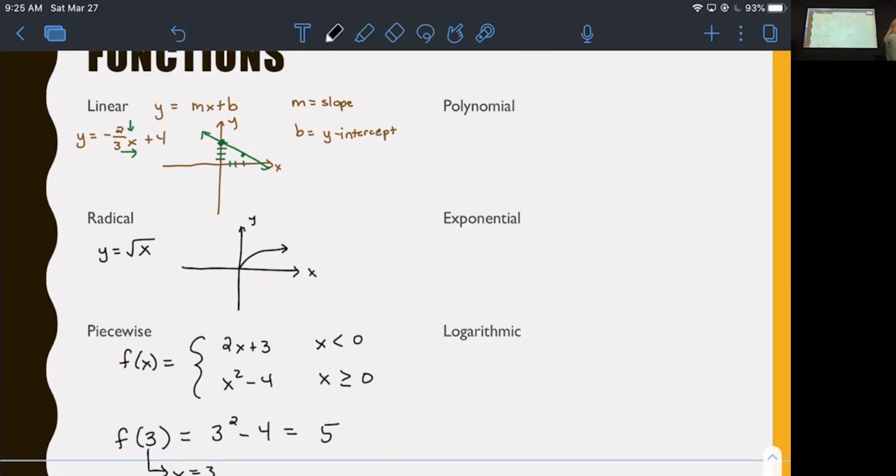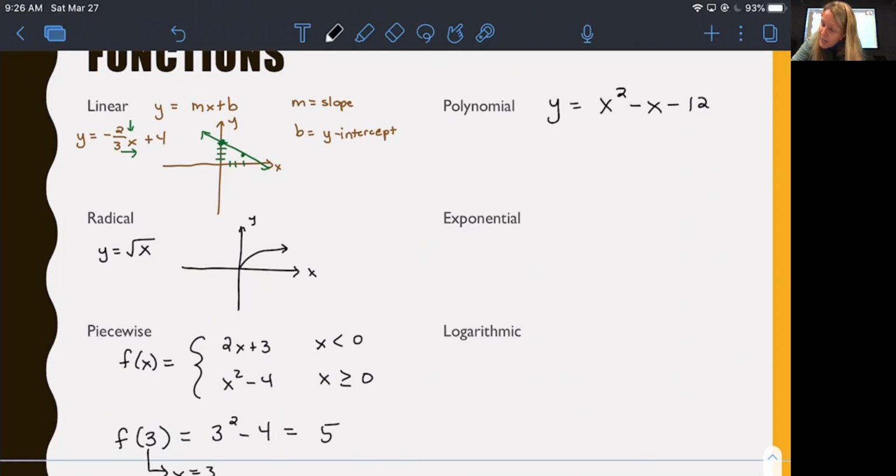Polynomial functions are your x squared, x cubed, x to the fourth, x to the fifth type functions. Things that you would need to know about polynomial functions, mainly quadratic. So if you had something like y equals x squared minus x minus 12, it's an x squared function. X squared functions make parabolas.